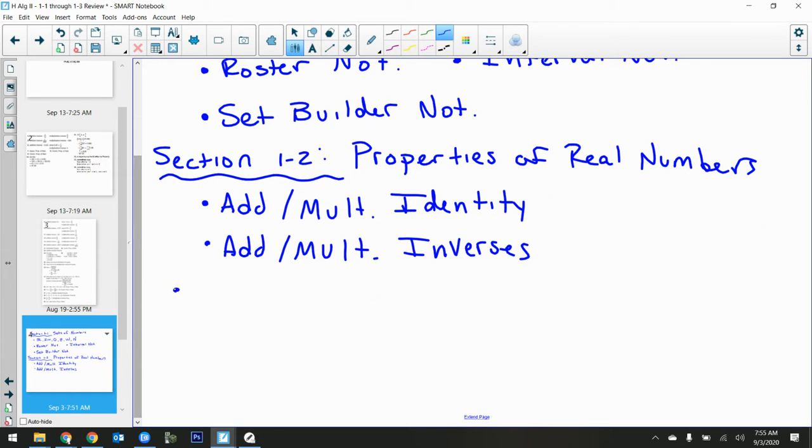Okay. We had other properties like the closure property. Remember, closure is that weird one. It says if A and B are real, then A plus B must also be real. It's a closed set, meaning the answer goes back, is also a member of that set. That one's really hard to demonstrate. I don't know if I'm going to be asking you about that one, honestly.